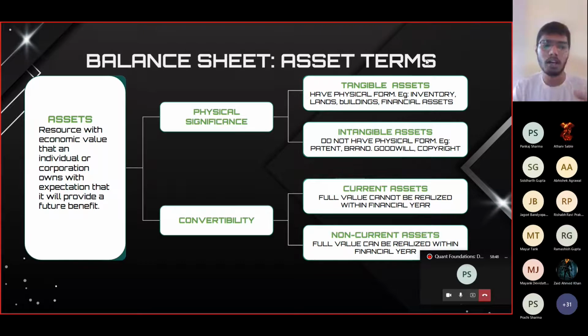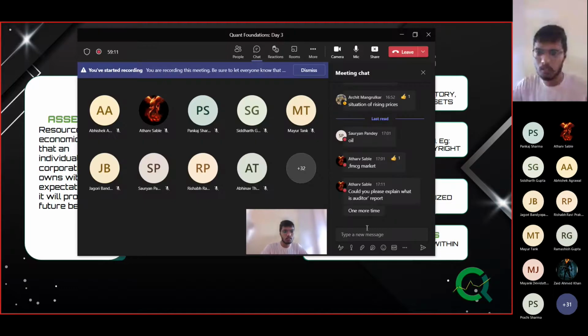What are they? Assets are basically the resources with which an individual or corporation is generating revenue, or basically doing business using those resources. Then they are called assets. So suppose there is some IT firm, okay? What stuff is that IT firm using to generate revenue? Can you just give me some examples in the chat box?